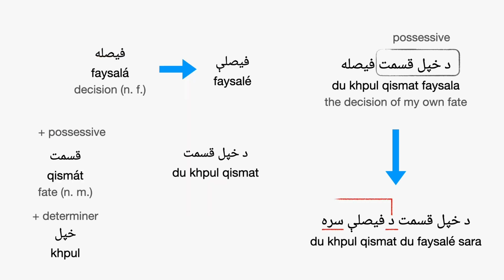So here's the sandwich there, the faisle sara, and then the possessive hangs off the side.